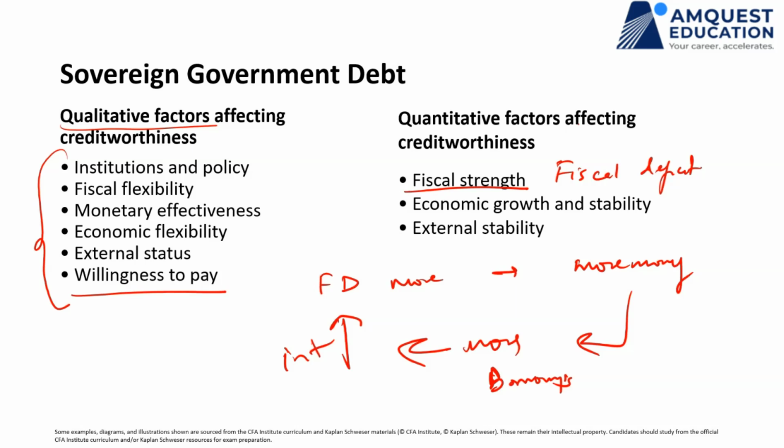We can measure economic growth and stability using terms like GDP growth, and even external stability by looking at how much your forex reserves are, how much your trade deficit is, which is again a lot dependent on external factors. Your import and export are dependent on external factors as well. So before we analyze government debt, we have to look at qualitative and quantitative factors.